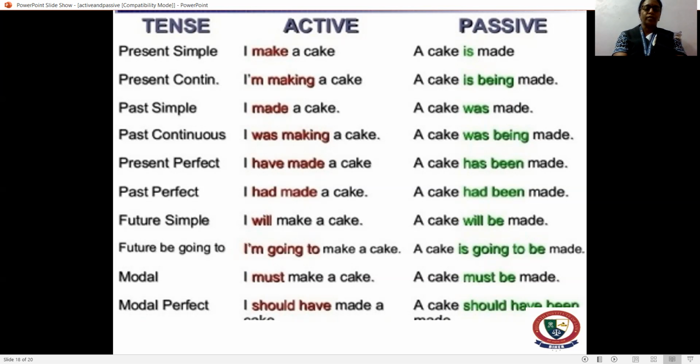If modal verbs are used, like must, need, should, shall, can, how will the change happen when you change it to active and passive? I must make a cake. A cake must be made. Similarly, I should have made a cake. A cake should have been made. So please, students, remember this chart. If you remember this chart, this exercise of active and passive will become very simple.